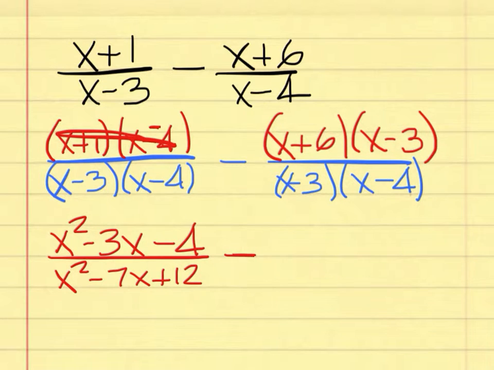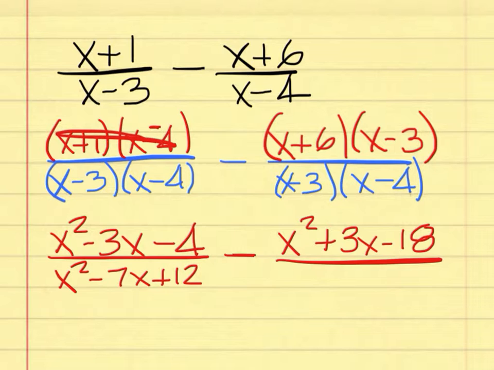So we still have minus. What is x plus 6 times x minus 3, Colin? X squared plus 3x minus 18. X squared plus 3x minus 18 is right. All right, what is x minus 3 times x minus 4, Huey? X squared minus 7x plus 12. X squared minus 7x plus 12 is right.